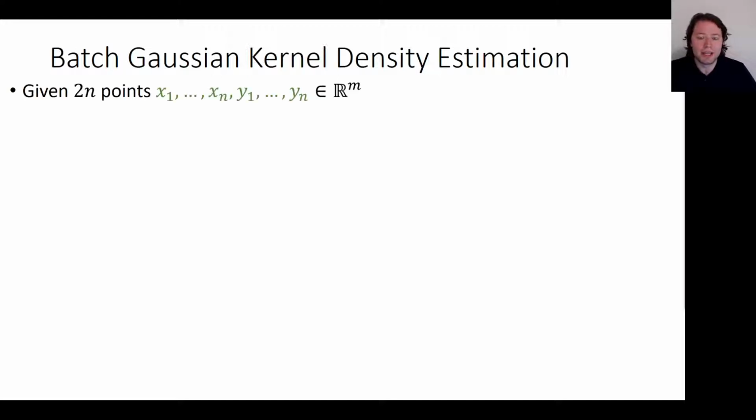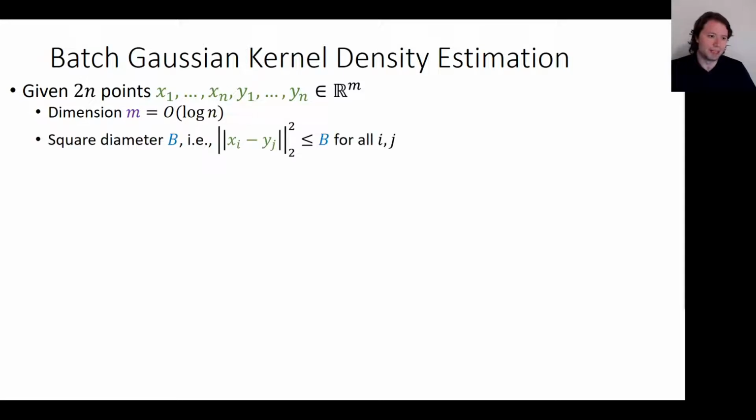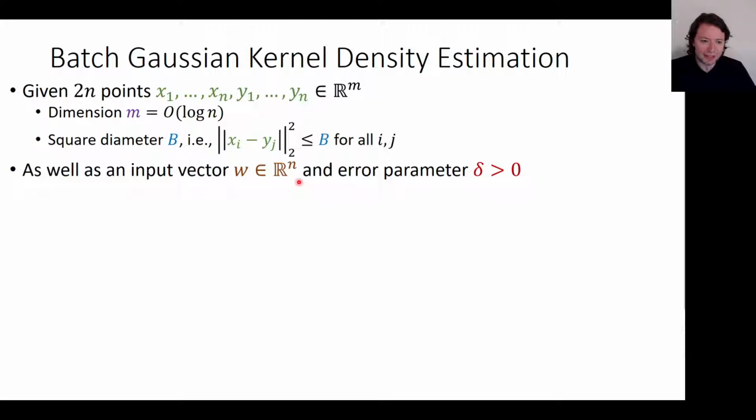In this problem, you're given as input 2 sets of points, which are vectors of dimension m, or you can think for now of m as order log n. And let's say we have a bound on how far apart these points can be. So we know the square of their diameter is at most b. So for every pair of them, their distance squared is at most b. We're also given a vector w of length n, and we're given an error parameter delta.